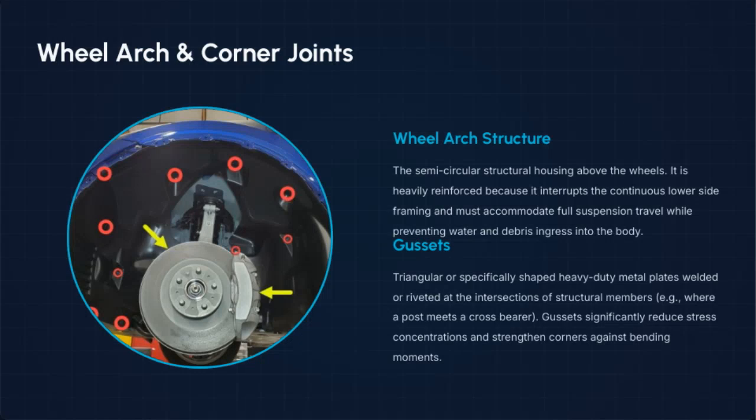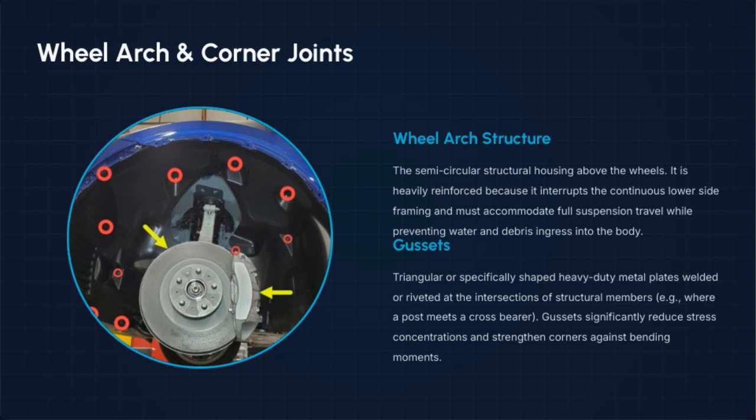Let's take a closer look at the wheel arch and corner joints. These areas are crucial for the overall strength and durability of the structure. We often use triangular or specially shaped heavy-duty metal plates, which can be welded or riveted at the intersections of key structural members, such as where a post meets a cross bearer. These gussets play a vital role because they help significantly reduce stress concentrations that can occur at these joints. By doing so, they strengthen the corners against bending moments, which are forces that could otherwise cause deformation or failure.